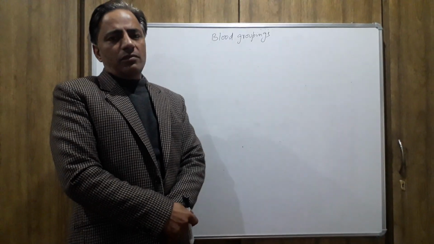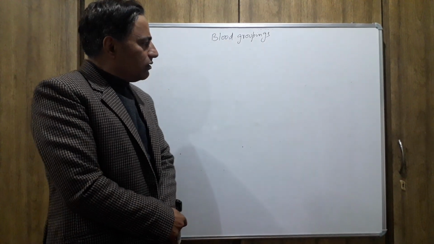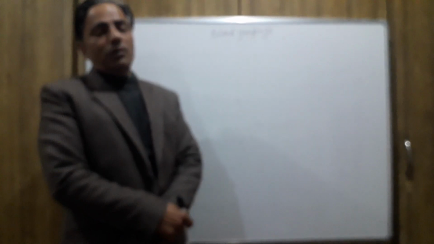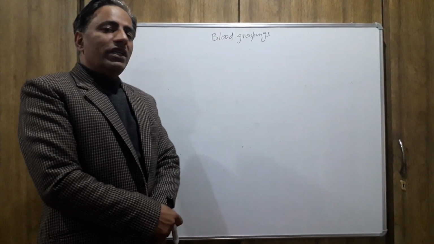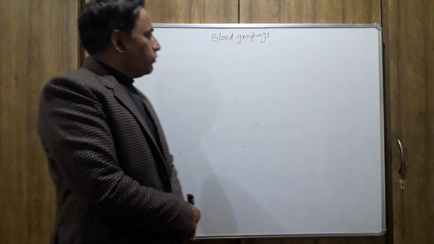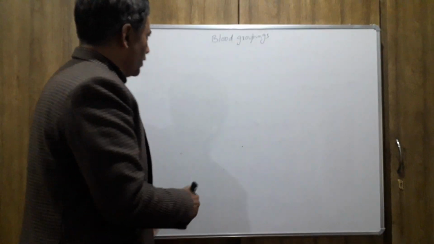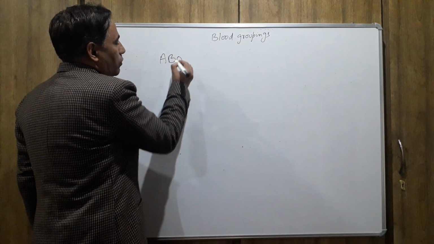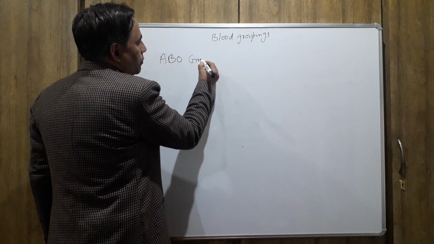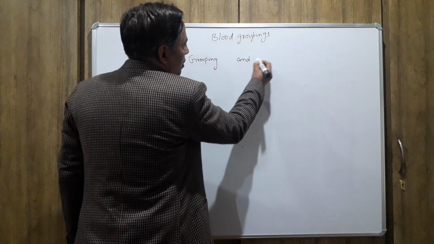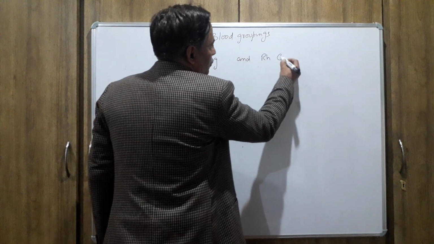You would have seen that the blood of human beings looks similar, but this is not actually the case. The blood, though it looks similar, actually differs in certain aspects. So far, two important types of blood grouping have been discovered. For example, the ABO grouping and the RH grouping.